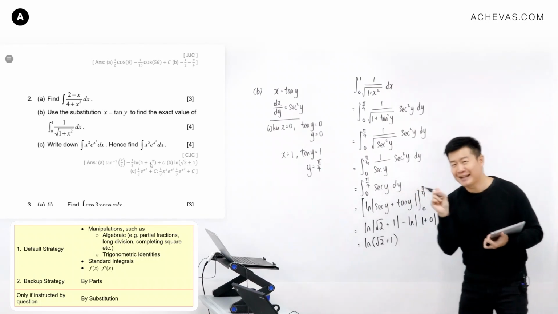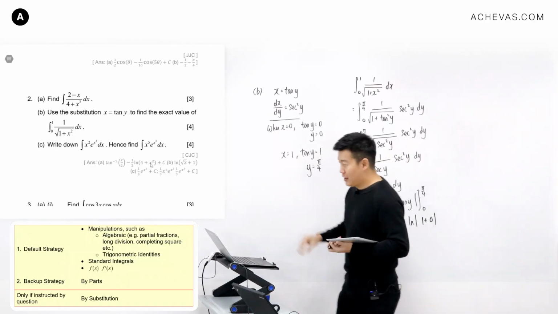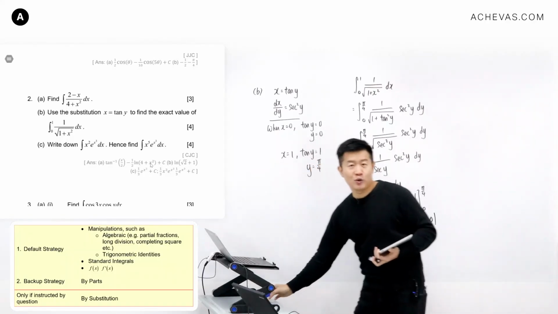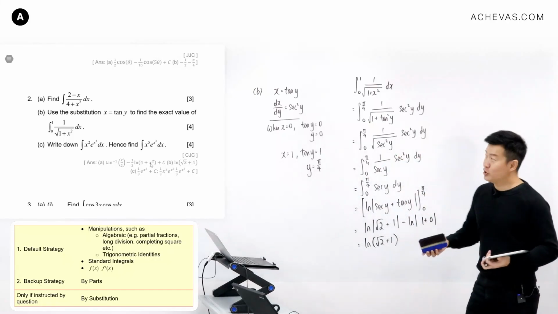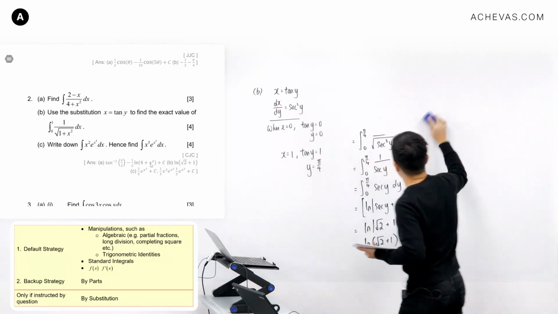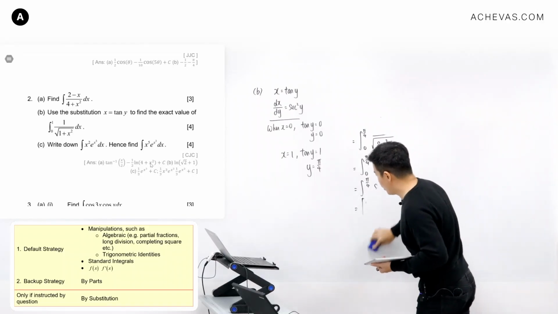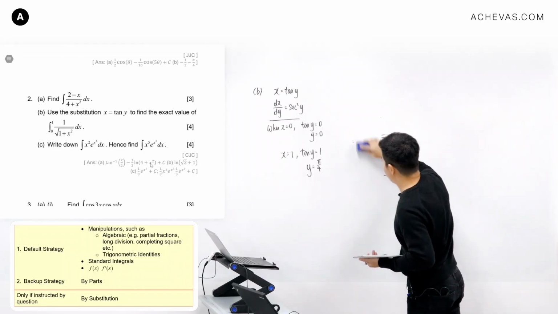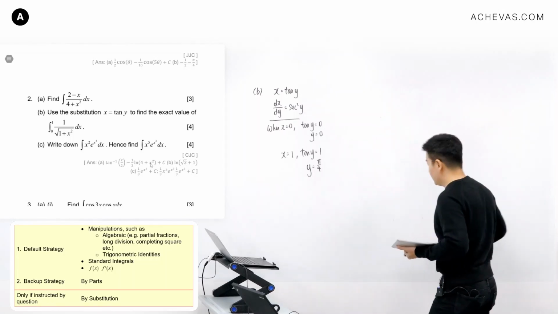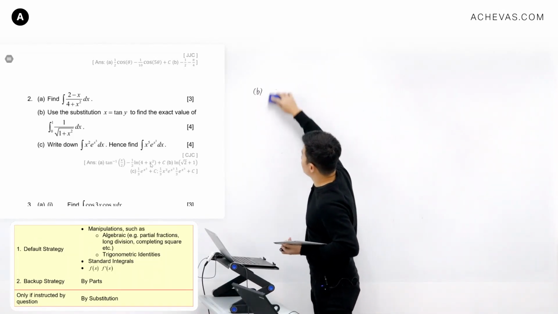C is a tiny little bit tricky according to what we have mentioned just now. This is our strategy and I want you guys to try to stick to the strategy together with me. The default strategy is to manipulate to get standard results or to try to apply f(x), f prime x. Only if this fails, then we will apply our backup strategy, which is integration by parts.